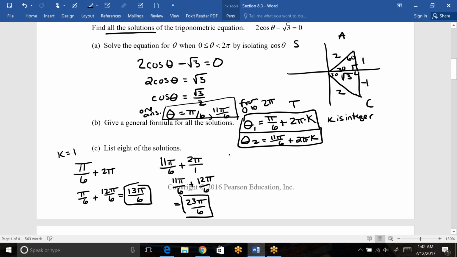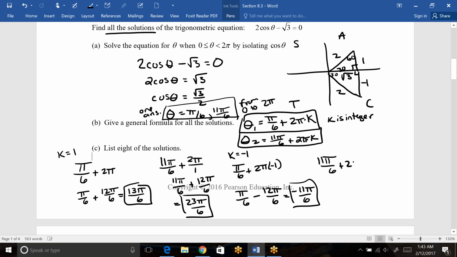There's another one. If k equals -1, we can get two solutions from both of those. So pi over 6 plus 2 pi times -1. That would be pi over 6 minus 12 pi over 6. So that would be -11 pi over 6. Or we could also do 11 pi over 6 plus 2 pi times negative 1. So that's 11 pi over 6 minus 12 pi over 6, which equals negative pi over 6.